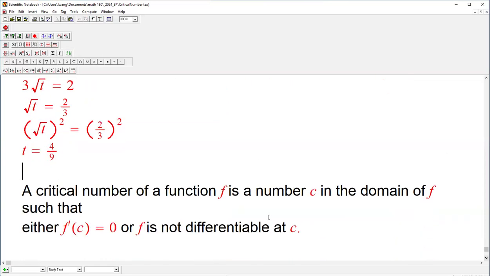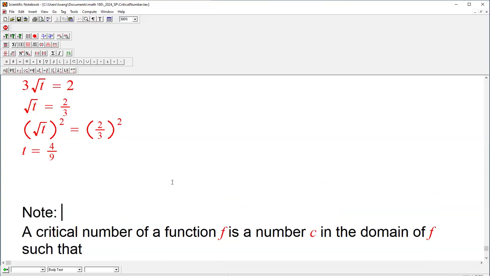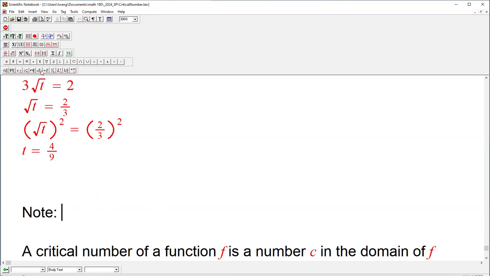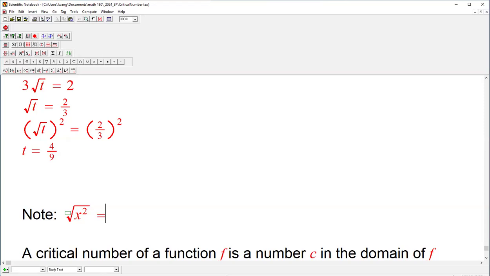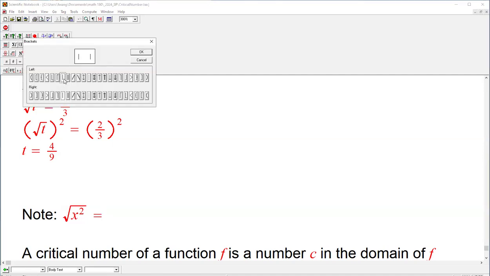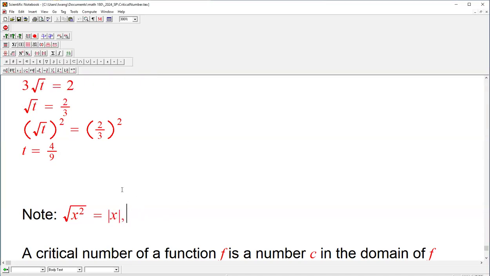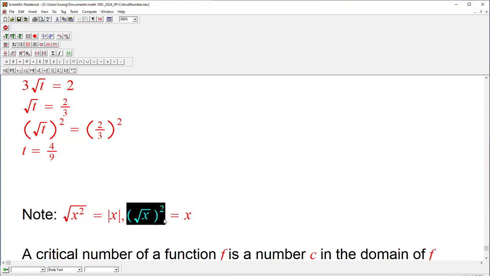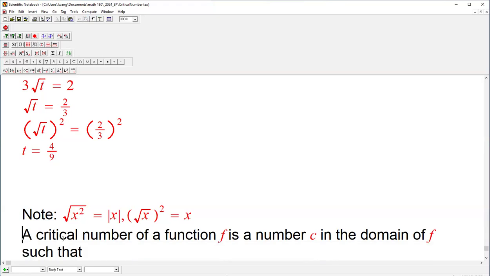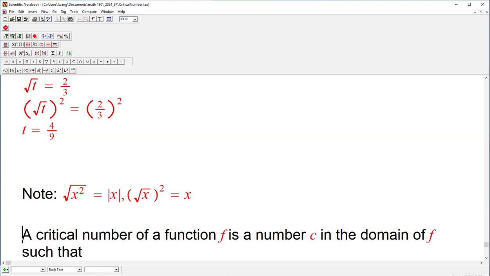Just to refresh our memory, we put a note here. The square root of x squared is equal to the absolute value of x. However, the square root of x, squared, equals x. The reason is the domain: this piece has domain x greater than or equal to 0, and this piece has domain all real numbers. Anyway, that was just a brief review of some basic algebra.